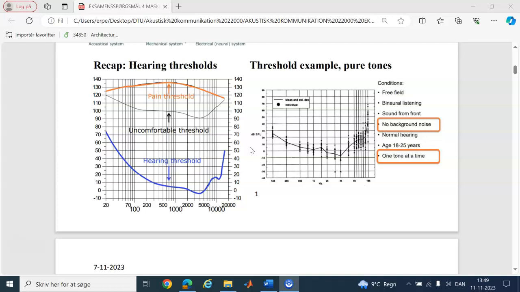Threshold example, pure tones. We have a free field, binaural listening with two ears, sound coming from the front, no background noise, normal hearing, listeners between 18 and 25 years old, one tone at a time.